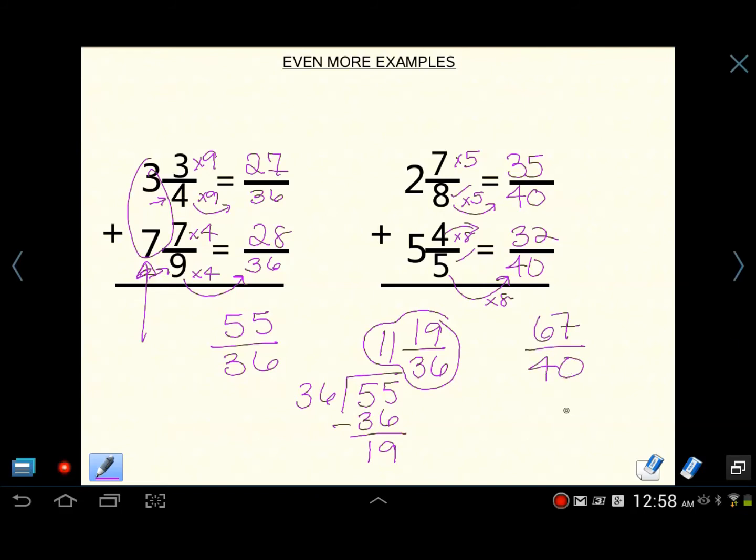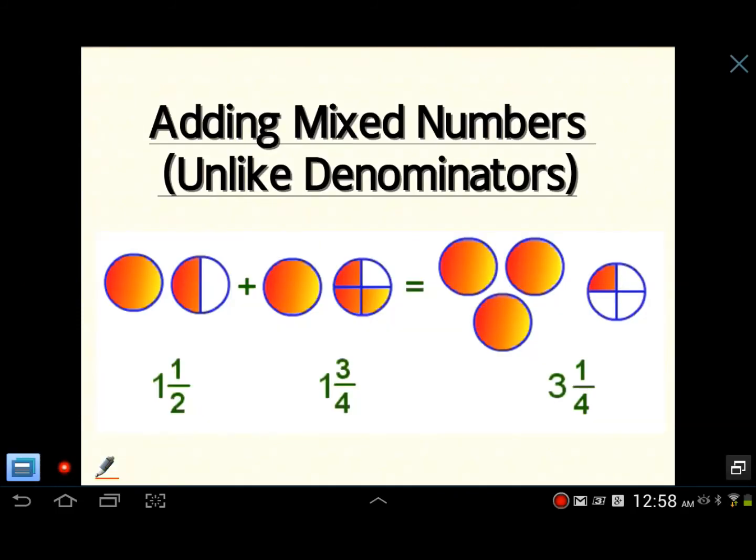Now that is improper. Let's go ahead and change that to a mixed number. How many times is 40 factored into 67? Just once. Math is not too difficult here. You get 27 left over, and that is it. 1 and 27/40ths. Well, that concludes our lesson on adding mixed numbers.